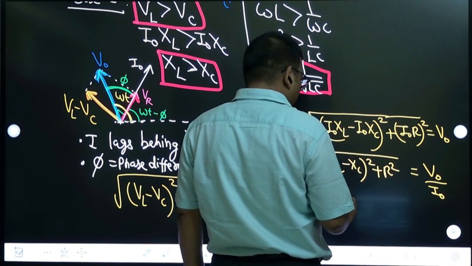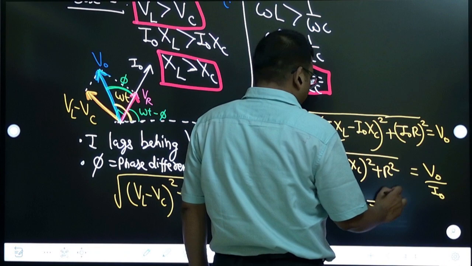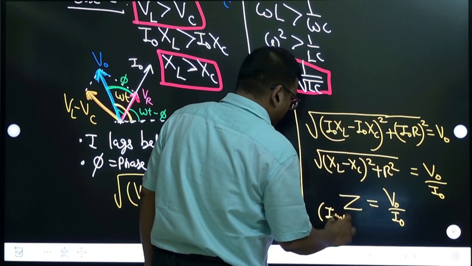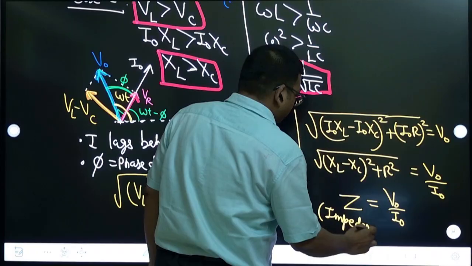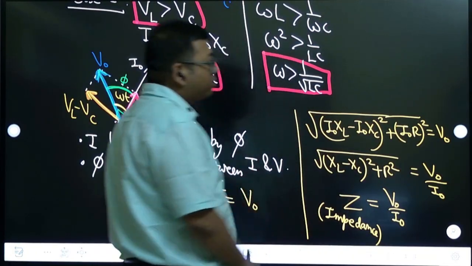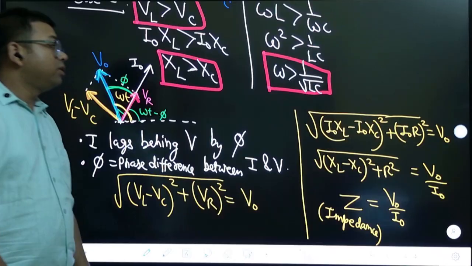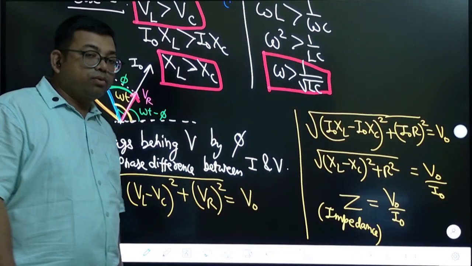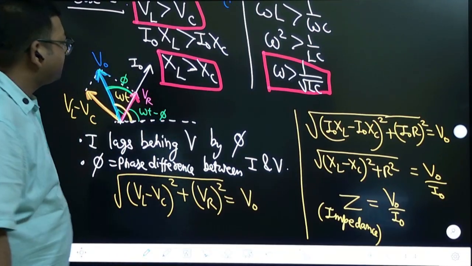So this term is what is called impedance. Impedance of the circuit. So impedance is just like the resistance of the entire AC circuit. Root under XL minus XC whole square plus R square, that is called impedance. Okay.